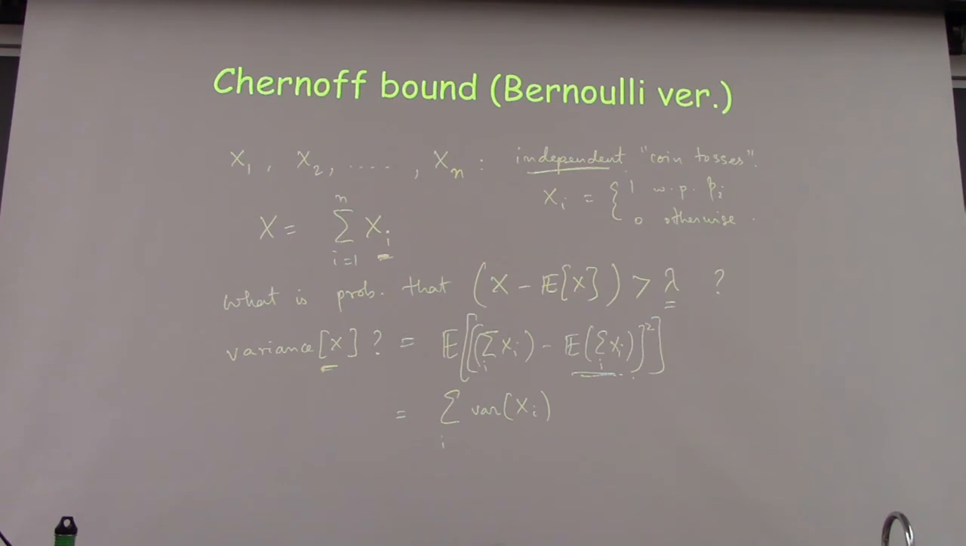And each xi is a simple coin toss, right? So what's the variance of each coin toss? This we can try to evaluate, right? It's the expectation over just this xi of xi minus pi, the whole square. So the variance of a coin toss.